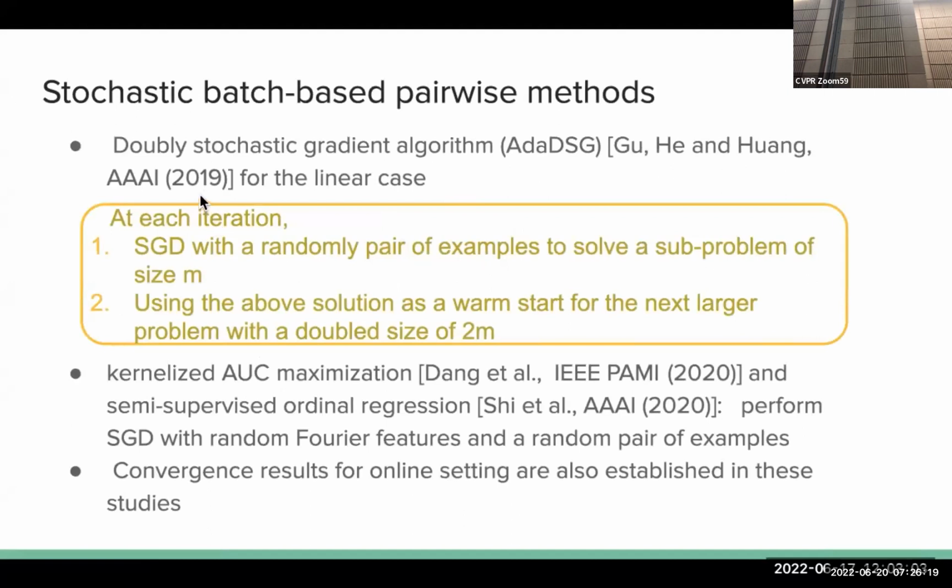So let me start from the first category, which is a stochastic batch-based pairwise method. In this work in 2019, a double stochastic gradient method is proposed for the linear case. And in particular, this method has two steps. At each iteration, you will run SGD by randomly sampling a pair of examples from training data of size n. You get a solution, and in the second step, you use the solution obtained in the first step as a warm start to solve the next larger problem. Let's say you have training data now with size 2n.